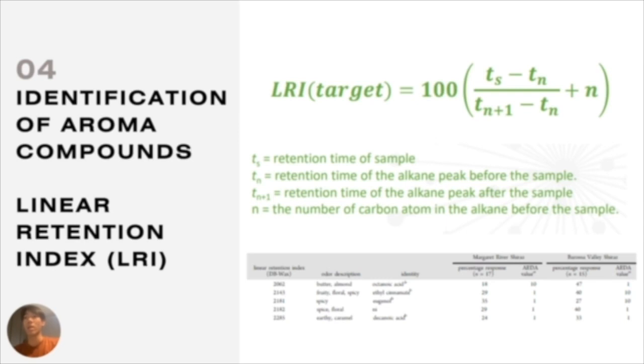In this case, the theoretical LRI value was calculated using the formula shown above. For example, a value of 2062 would correspond to octanoic acid, and this can be seen by comparing the LRI value of 2062 to an LRI value within a known database, in this case in the table shown on the slide, and it corresponds to octanoic acid, which also has an LRI value of 2062.